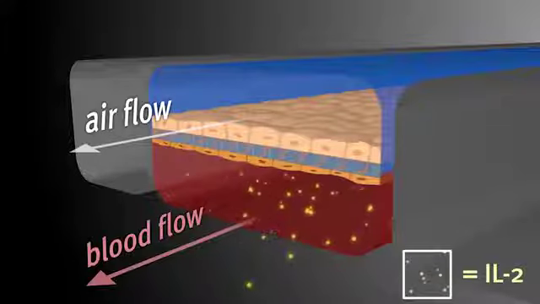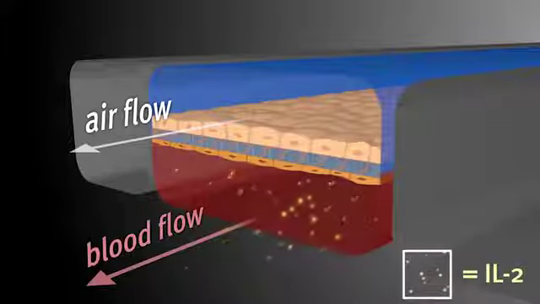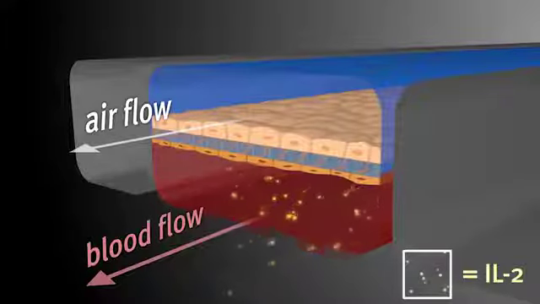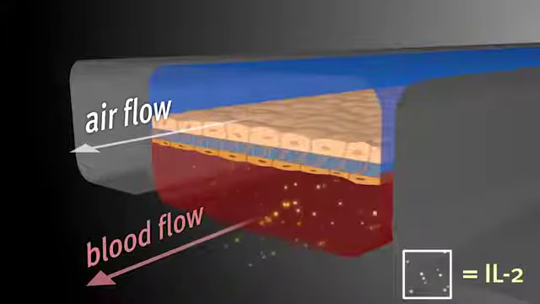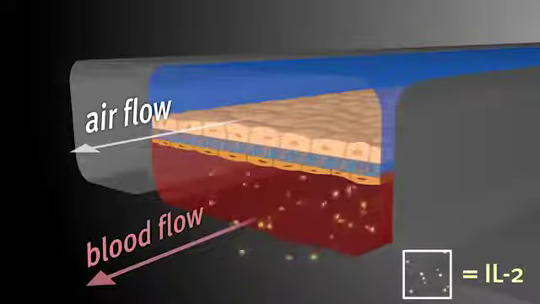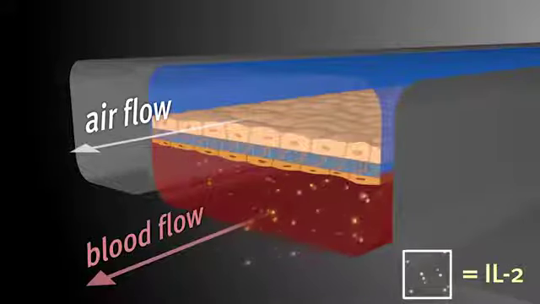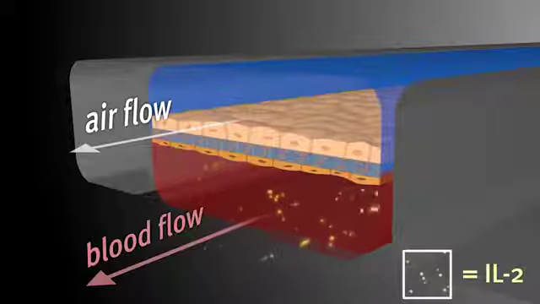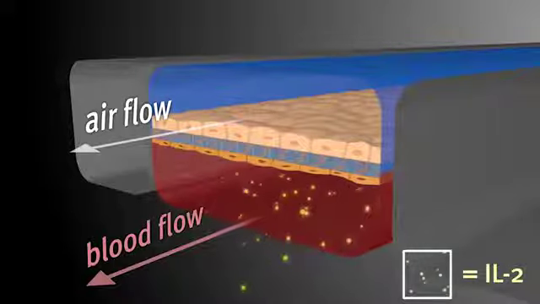We've also had success in mimicking pulmonary edema, a condition in which fluid leaks from the bloodstream into the air sac. To mimic the edema, we introduced interleukin-2 into the blood channel. This is a cancer drug that is known to cause pulmonary edema as a side effect in humans. The dose we added was the same that a typical cancer patient receives.